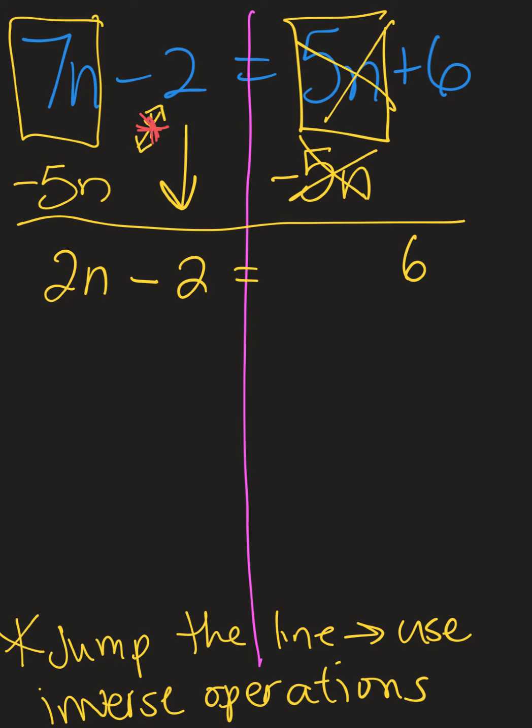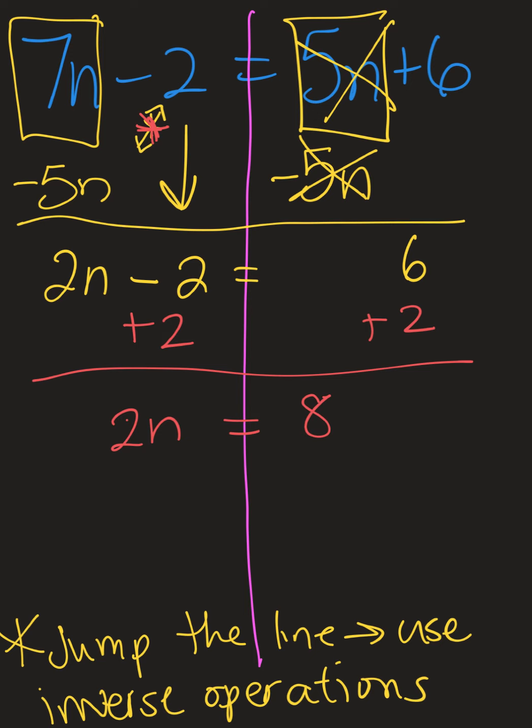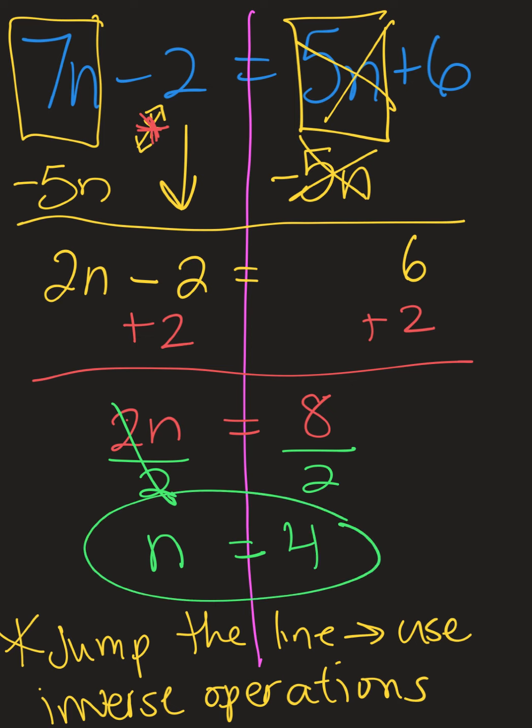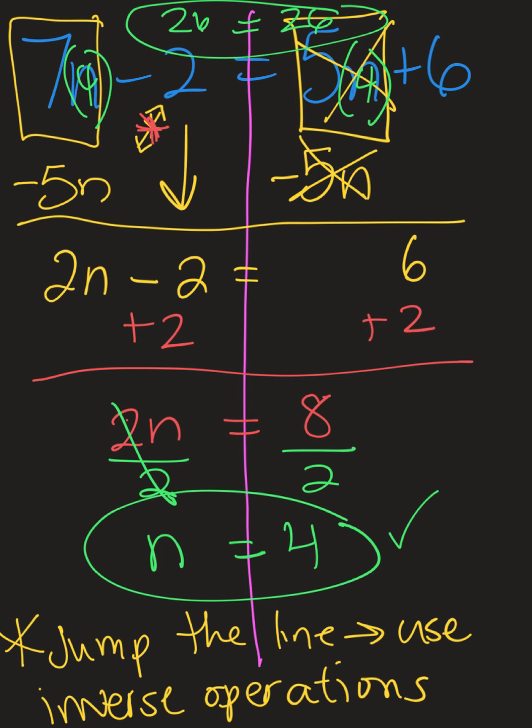Continuing on, now I have a two-step equation, so I'm going to add 2 to both sides, as one does. Now that I'm down to one variable term. And my final step, of course, is to, if you said divide, you are correct. I'm going to get rid of that 2 with n and find my final answer of 4. Now I can check my work by plugging that 4 back in anywhere I see an n. 7 times 4 is 28 minus 2, which is 26. And 5 times 4 is 20 plus 6, which is 26, which means n equals 4 is correct.